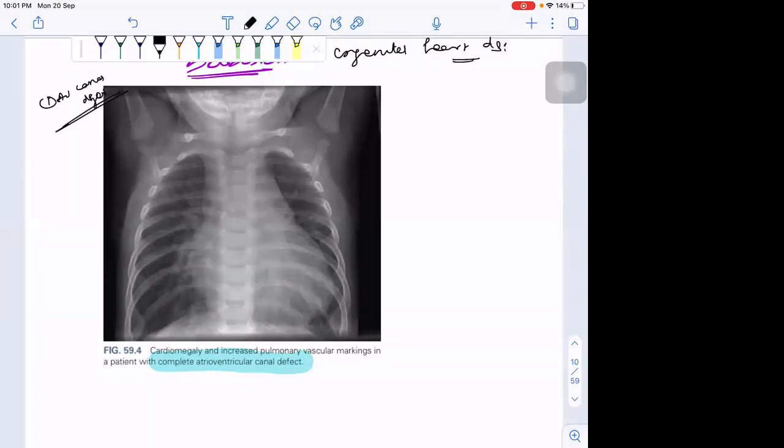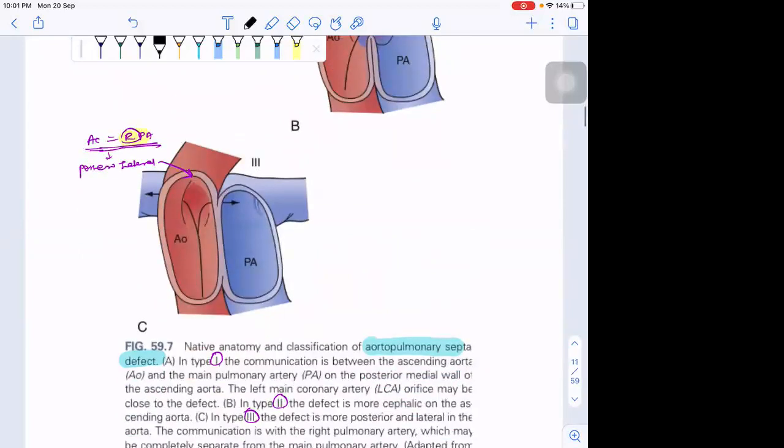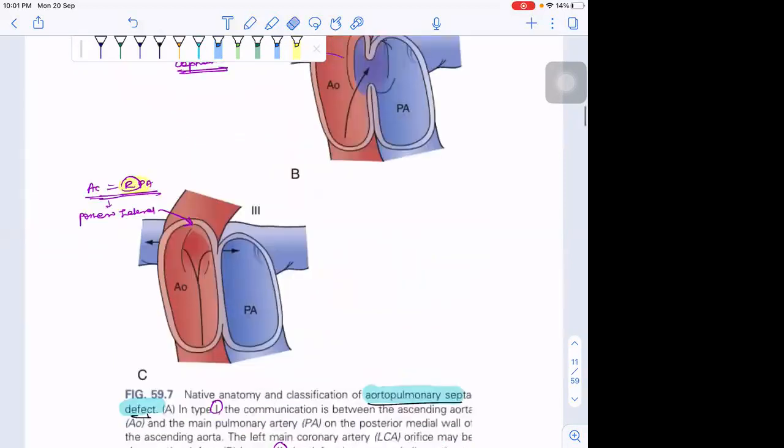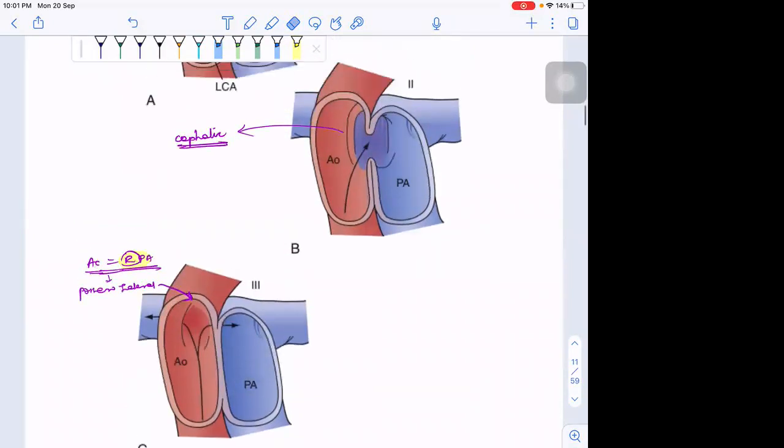So these are cardiomegaly and increased pulmonary vascular markings in a patient with the AV canal defect. Okay. So number two is the classification for aortopulmonary septal defect. They give three types, type 1 to 3. It is figure number 59.7.